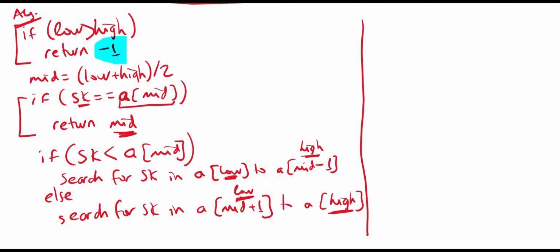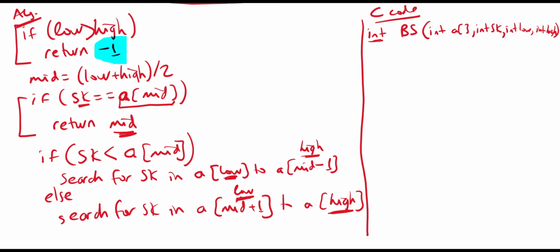Let me write its C code here. First of all, let me define my function. I'm saying integer binary search. I need some arguments. The first one should be my array, of course, so I am saying a, and I need a value that I'm looking for, so let's say it's my search key. I need low and I need high. And this is the definition of my function.